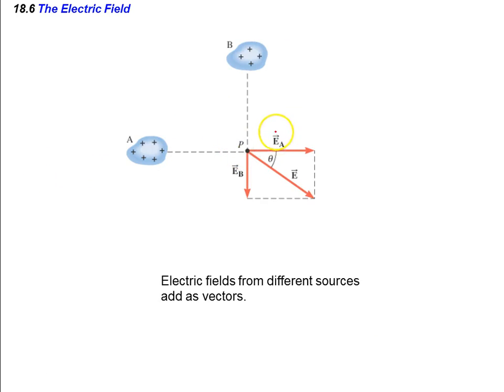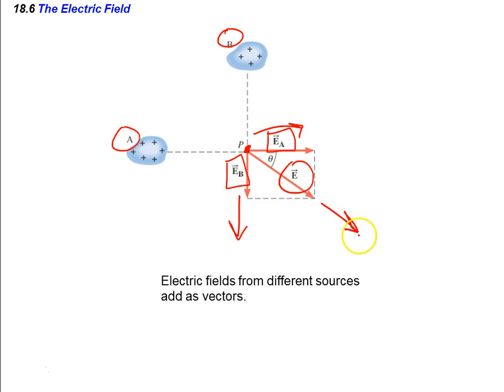Now, electric field is a vector, and so we add vectors just like we would any other vector. We might have to break them into their components, use Pythagorean theorem, use our trig functions and all that stuff. If we have electric field from 2 different sources, source A and source B, the electric field at point P is the vector sum of both of those electric fields, which gives us this resultant here. Notice the direction of these fields. A is going away from the positive charge. B is going away from the positive charge. So our result is in this direction.